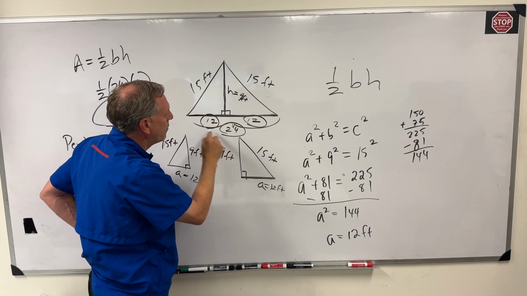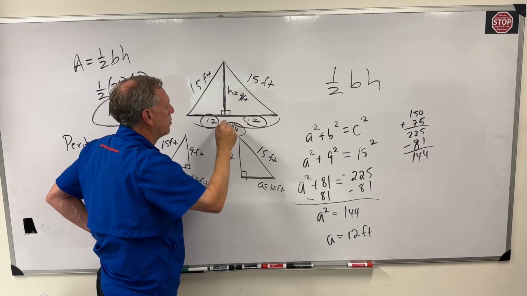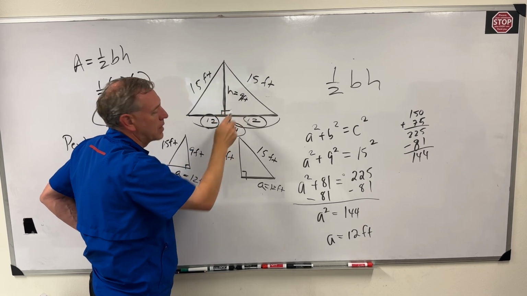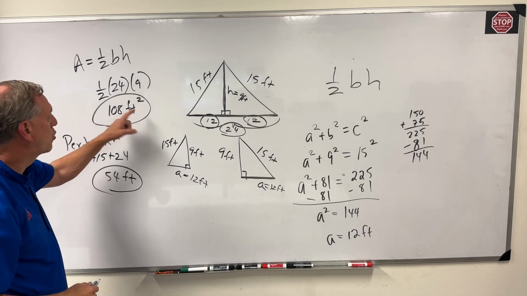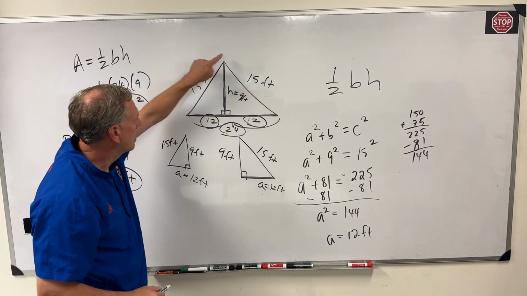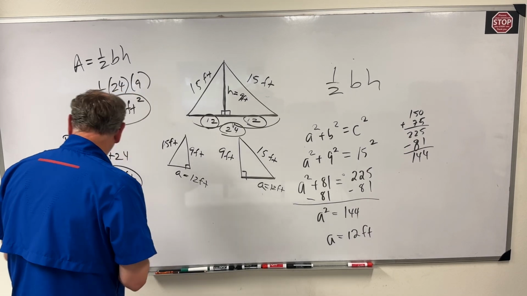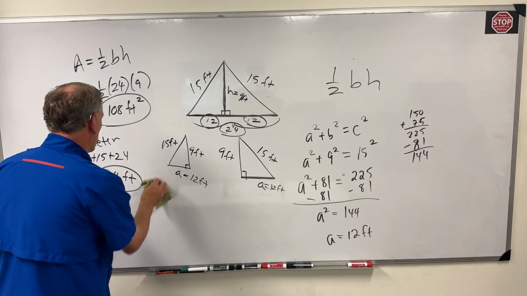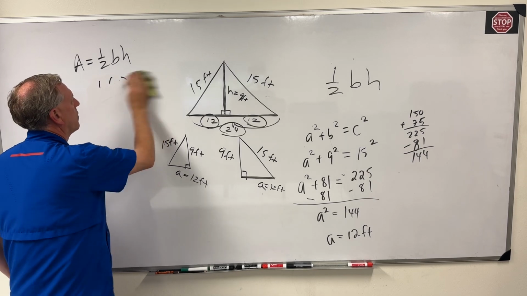And this 24 is the base here. And we have a height of 9, so we do 1/2 base times height. And that gives us 108 feet squared, because it's area, and 54 feet is the length around that triangle. So that's how we handle a triangle. And that leaves us with one more object that I'd like to cover today.